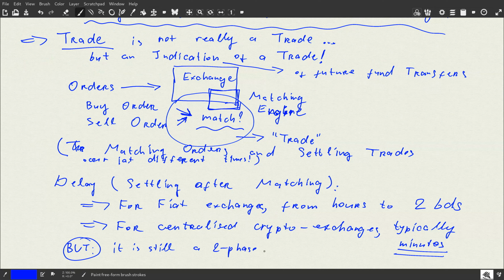So the question is, could it be, for example, that a trade was indicated, so a match has occurred, and then a crash has occurred at the exchange, as a result of which your trade would be lost before the funds are really transferred? Could it be? Yes, of course, it is theoretically possible.